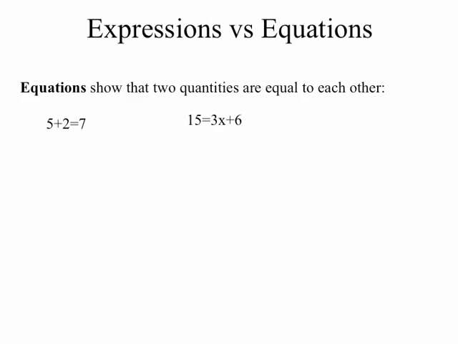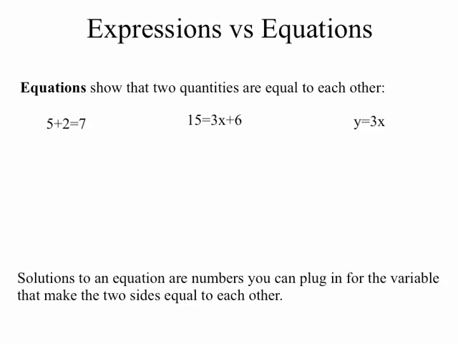Here's another equation, 15 equals 3x plus 6. That equation is only true for some values of x. And another equation, y equals 3x. Whether or not that equation is true depends on both what y is and what x is. X and y have to have certain values in order for that equation to be true.